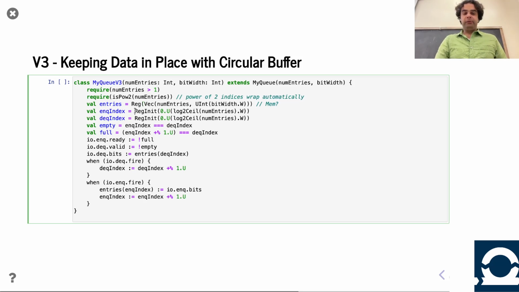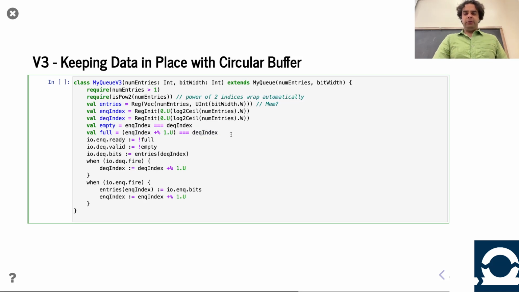For those indices, those are going to be registers as well. There's going to be no number, right? An index, right? What index into this vec is it going to be there? So we have both an NQ index and a DQ index. And using the logic I just told you about from the prior slide, it's empty when the two indices are the same, and we're going to say it's full when NQ index plus one equals DQ index.